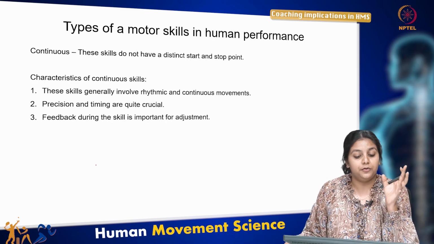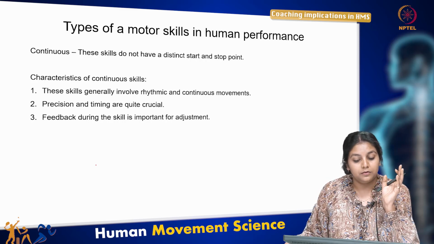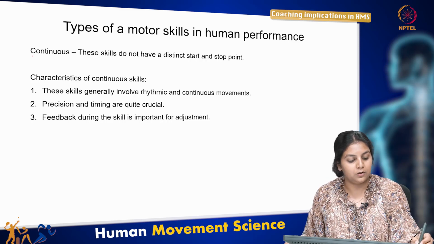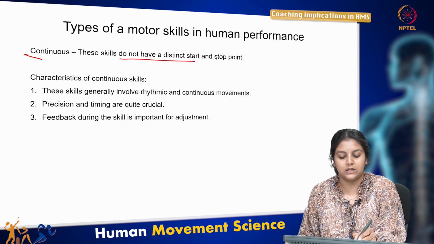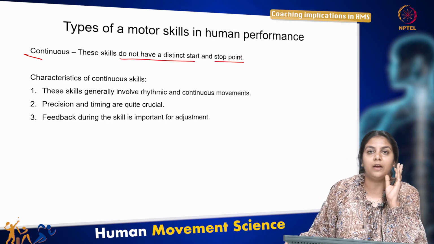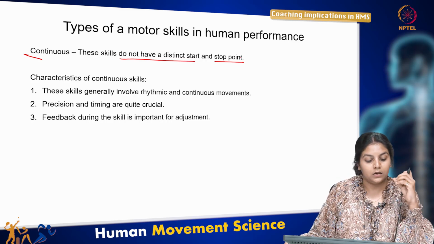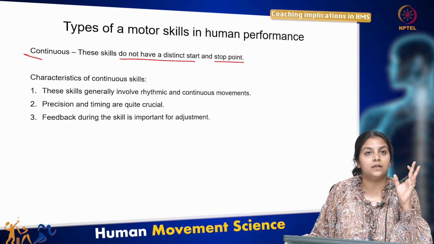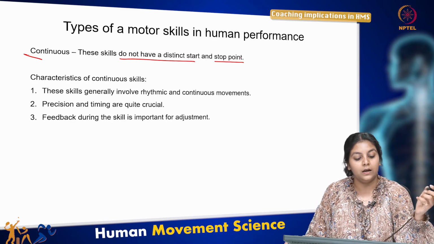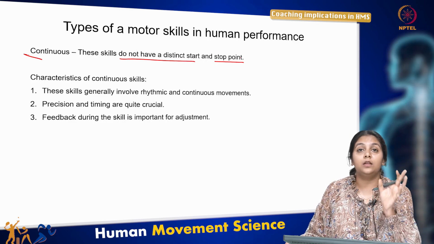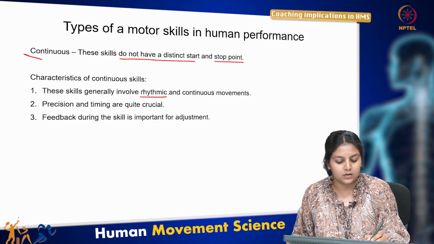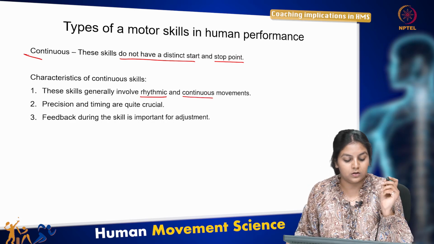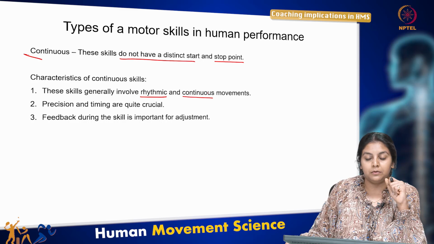Another set of distinction for the skills is continuous skills. These skills do not have a distinct start and a stop point. Some of the characteristics of continuous skills are, they generally involve rhythmic and continuous movement. That may remind you of another sport where rhythmic and continuous movements are performed.